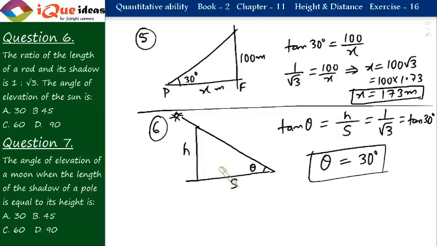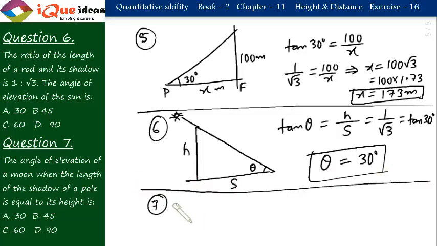Similarly, the seventh question is almost the same question. It says the angle of elevation of the moon when the length of the shadow of a pole. So let's say this is the pole and this is the shadow. Suppose the length of the pole is H and the length of the shadow is S. And here is the moon, right? Suppose this angle is theta. So we have tan theta is equal to H upon S.